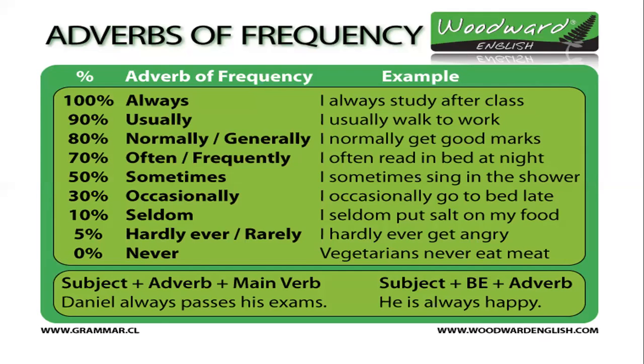50% sometimes. I sometimes sing in the shower. 30% occasionally. I occasionally go to bed late. Seldom, 10%. I seldom put salt on my food. Entonces aquí estamos hablando de que no es como un hábito. Más bien es un hábito no ponerle, ¿verdad? Lo opuesto, sale la comida. Entonces, ¿por qué? It's not so frequent. No es tan frecuente, to put salt on my food. Hardly ever, it's a synonym of rarely. I hardly ever get angry. And 0% possibilities, never. Vegetarians never eat meat.